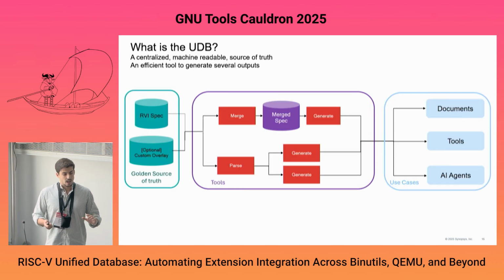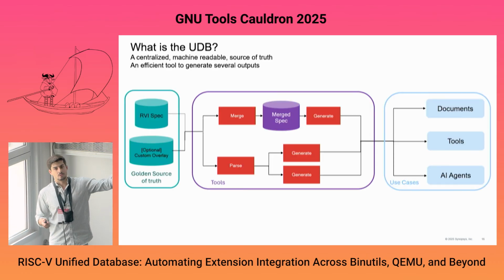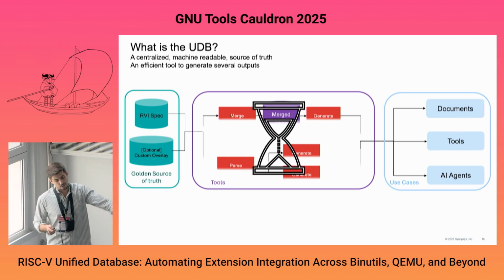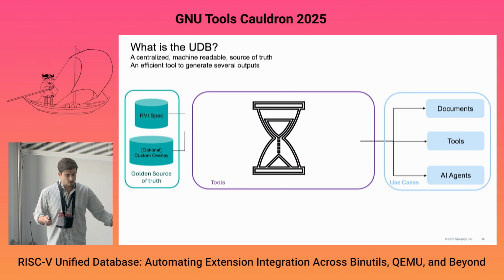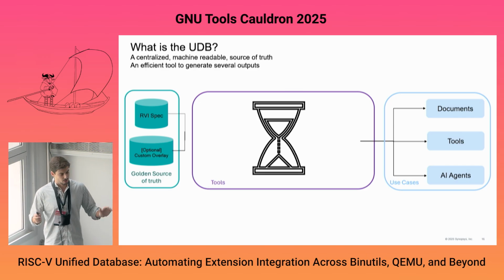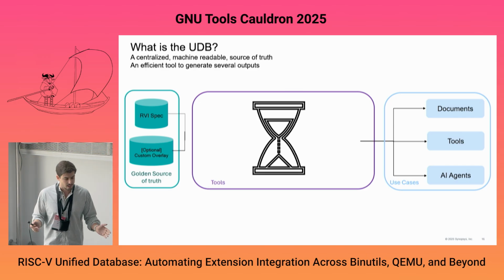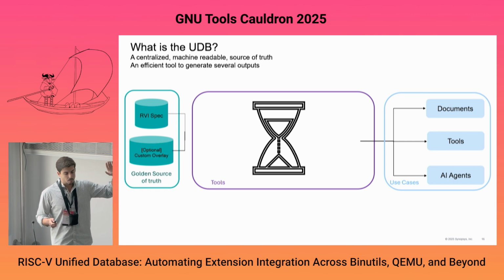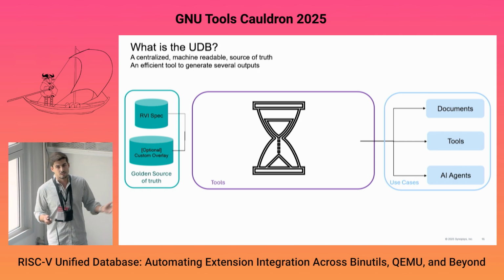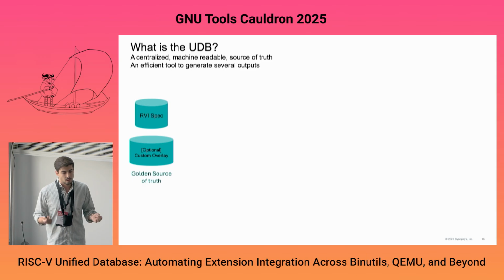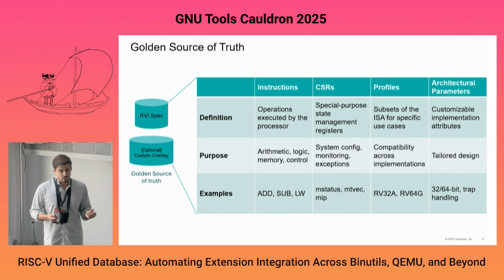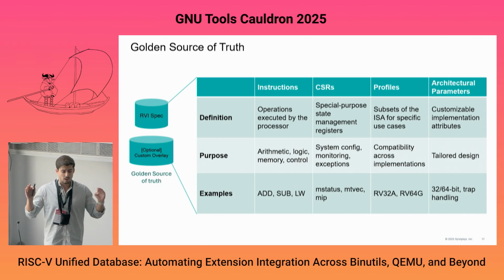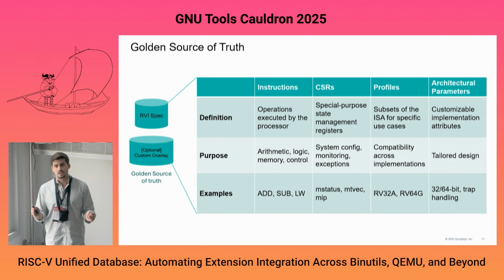First, this is what the unified database looks like from a high-level view. You have your golden source of truth, your tools, and your use cases. I won't really go over the tools today because we don't have that much time and you already waited 15 minutes for me to start. But we have the golden source of truth. And let's see what we encapsulate there. So we do encapsulate instructions, CSRs, profiles, architectural parameters. I won't go over all this today, but let's focus specifically on instructions.